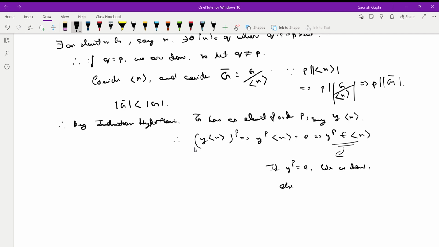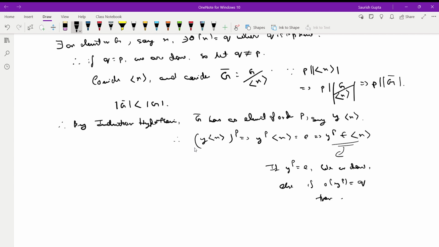Else, if y to the power p is an element of the cyclic group generated by x, then the cyclic group generated by y to the power p must divide the order of x, hence it must divide q. Therefore either y to the power p has order 1 or it has order q. That's what I'm trying to say. Therefore either y to the power p is equal to e, that is the case if it has order 1, else it has order q.